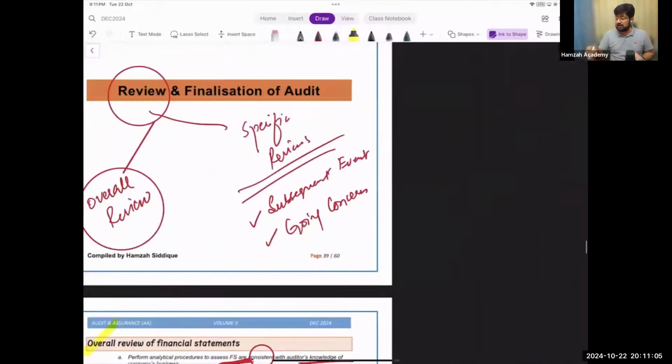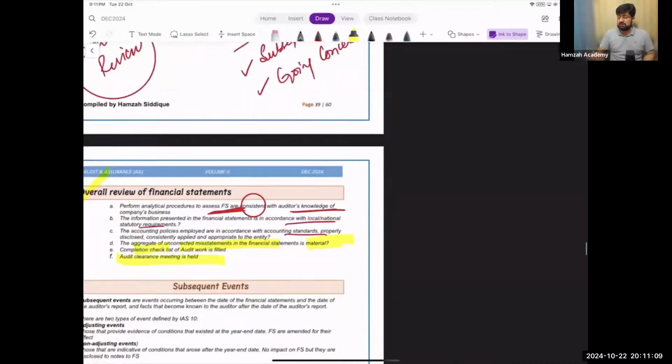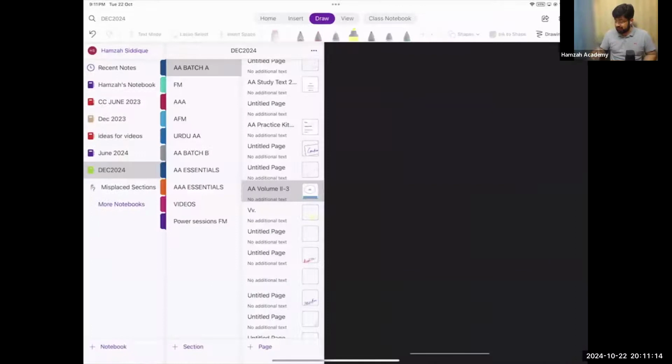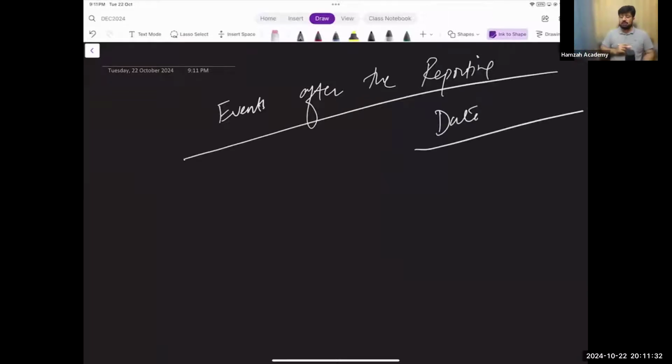Now comes the specific reviews. The first specific review is subsequent events. Subsequent events have another name. They're very interesting: events after the reporting date. What is the reporting date? The reporting date is the date at year end. Subsequent events are events after that.